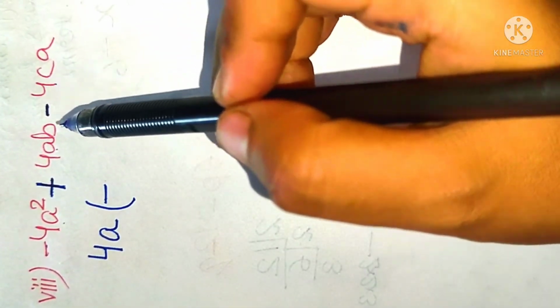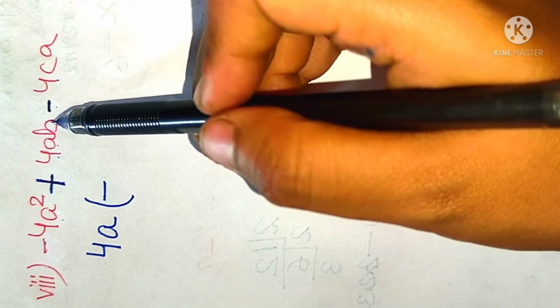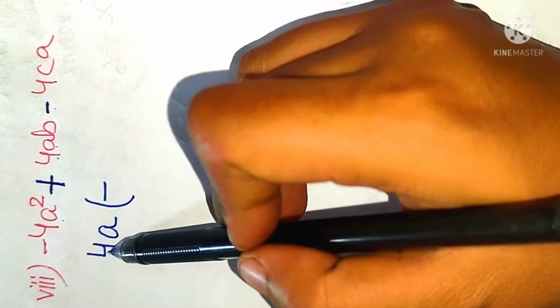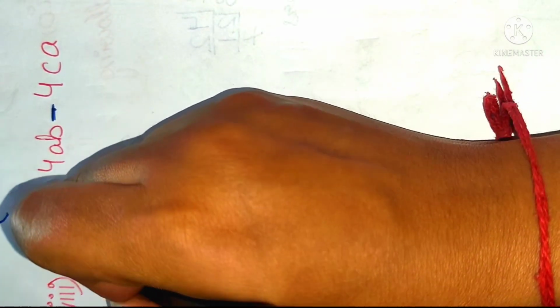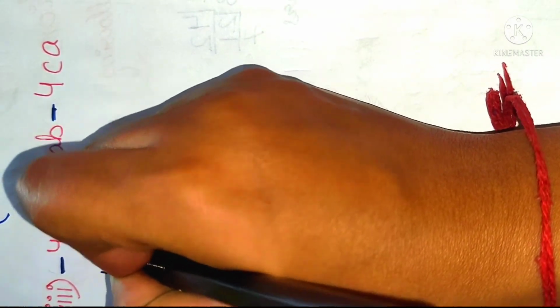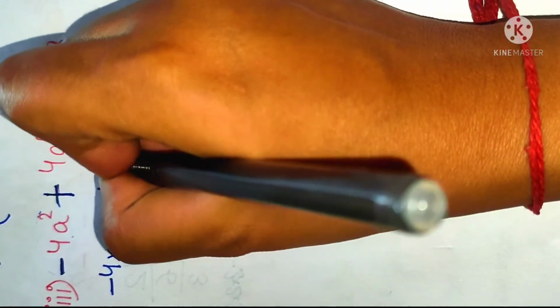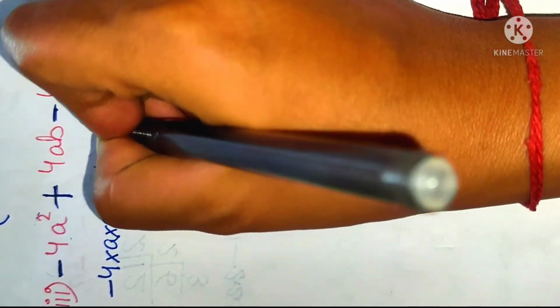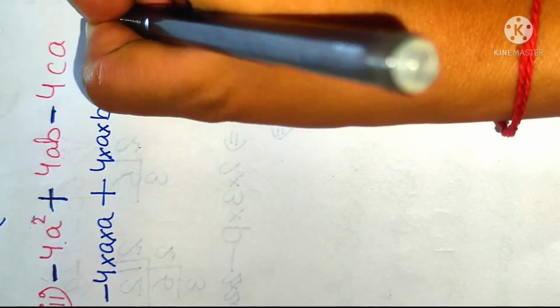3 terms. Now as you can see, we have 4 as the constant in all the terms. So directly you can take 4 as the common factor here. Now we can write it as minus 4 into a into a, plus is the separator, 4 into a into b, minus 4 into c into a.